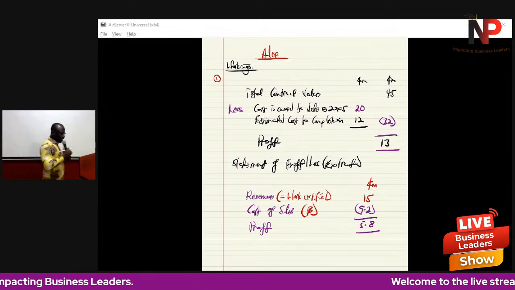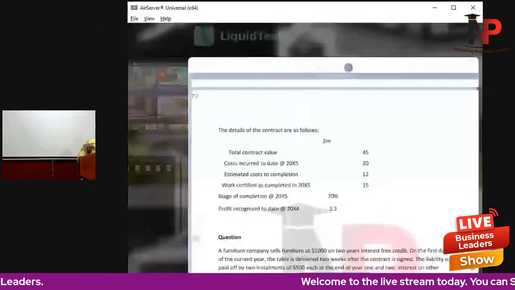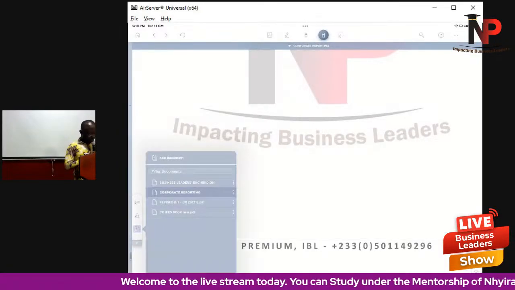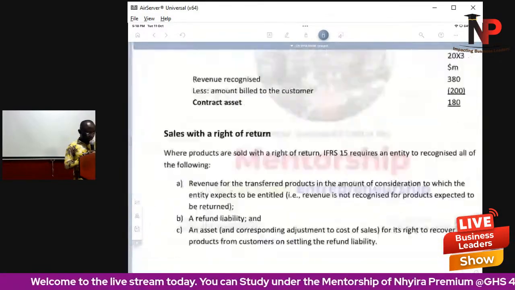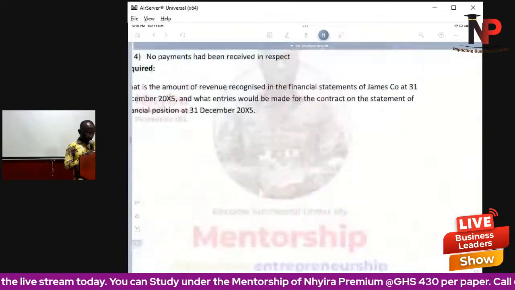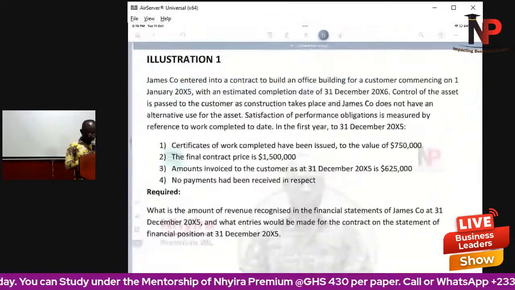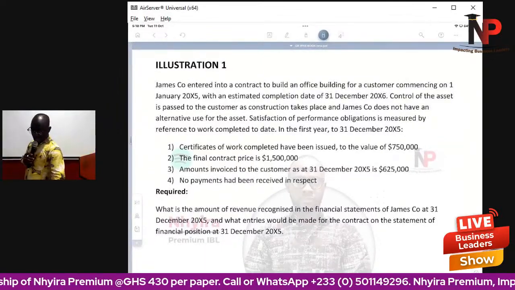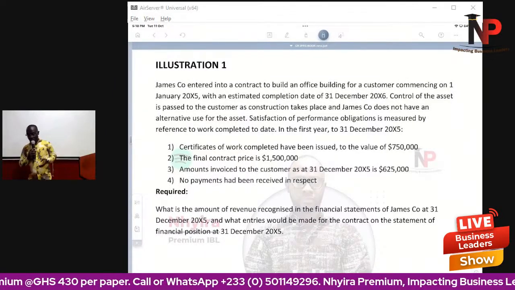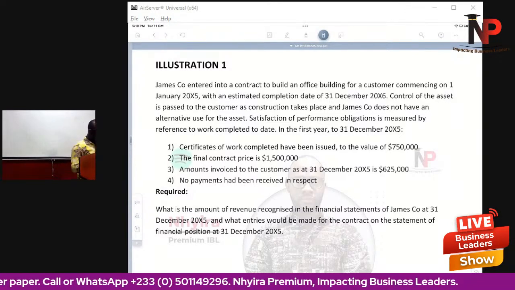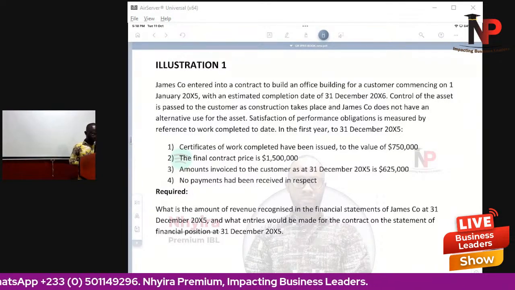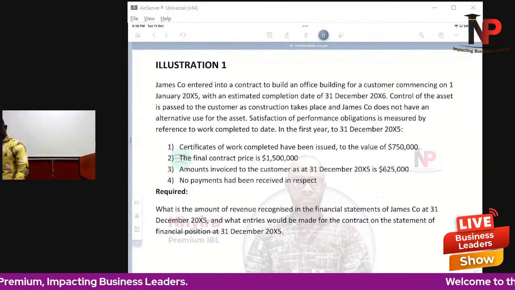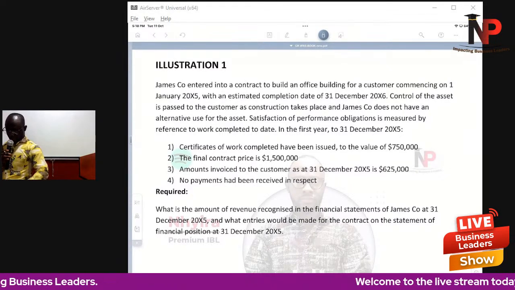Now let's look at another scenario. And this time around, I'm going to go into the book for us to look at another scenario. This one is going to be a little bit direct. And so this one is not in your question kit. This one is in the book, in our financial reporting or corporate reporting book. And in the book, we have like four questions there that you can have access to.